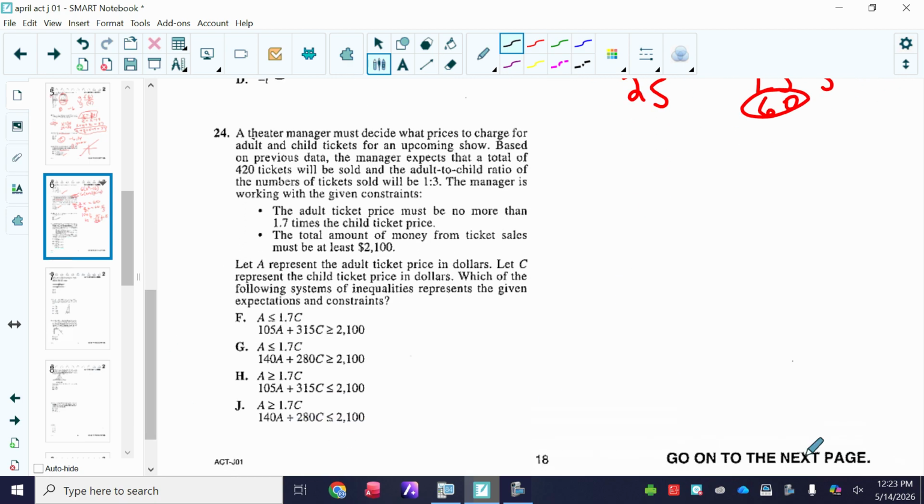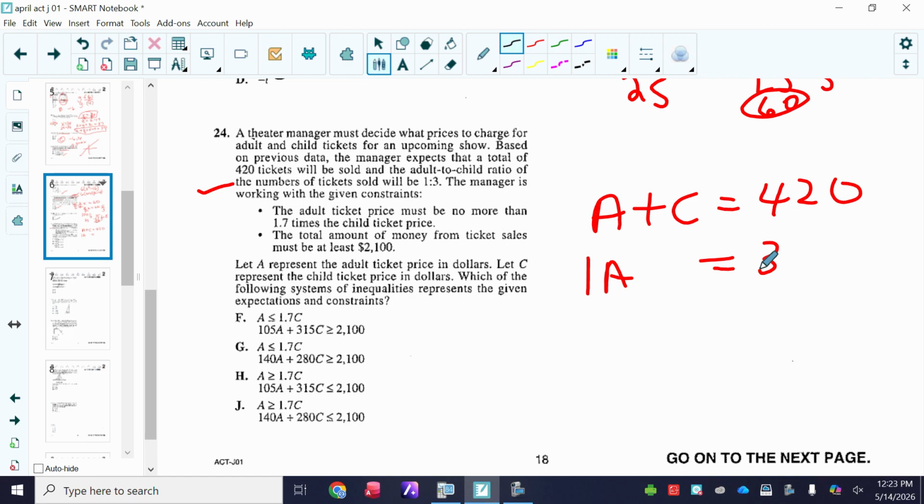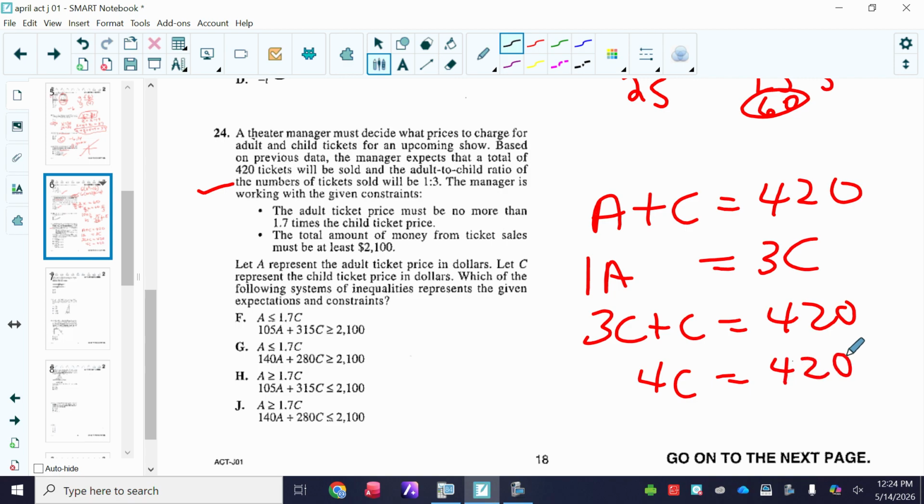Theater manager, this one was a little weird. It was adults plus children is 420 because I sold that many tickets. But now they're about to tell me how many I sold. So I sold 1 adult for every 3 children. That means that you can plug in 3C for A and go 3C plus C is 420, which would give you 4C is 420, which means you sold 105. I did something wrong.